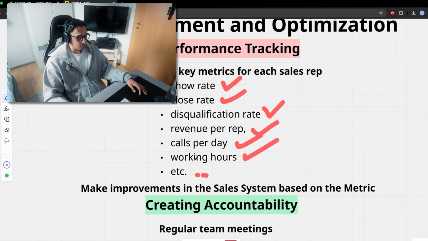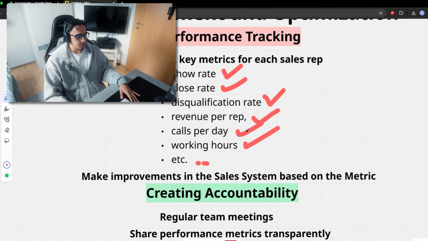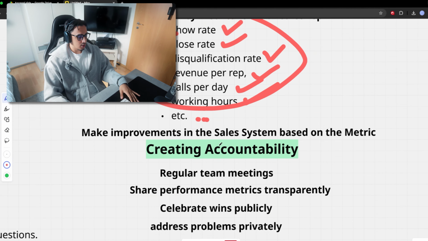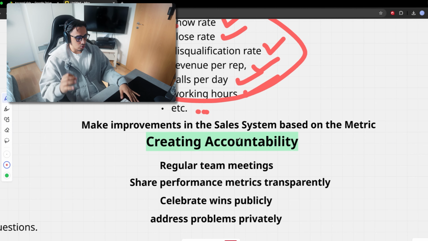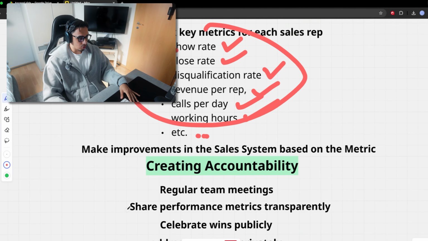But this is the basic stuff. And then you need to make improvements in the sales system based on these metrics. And then you also need to create accountability. You need to have regular team meetings to keep everyone accountable, motivated, share performance metrics transparently, celebrate wins publicly, but address problems privately. Don't address it in front of the group. Make it private, so it's only between you and your sales rep.